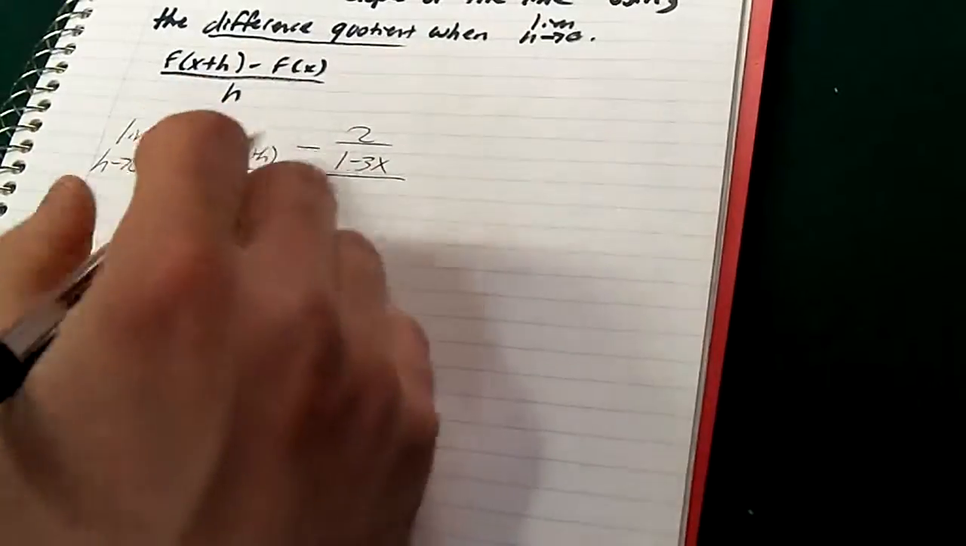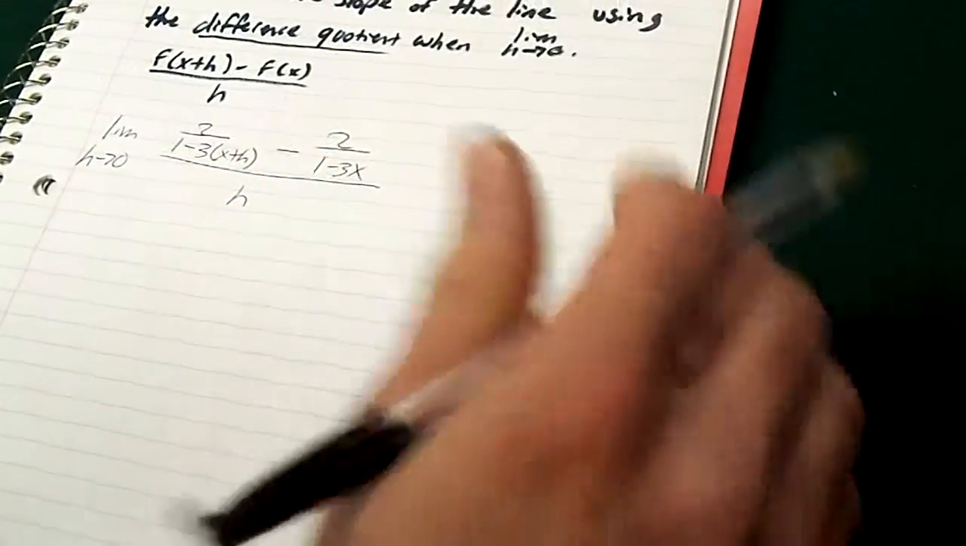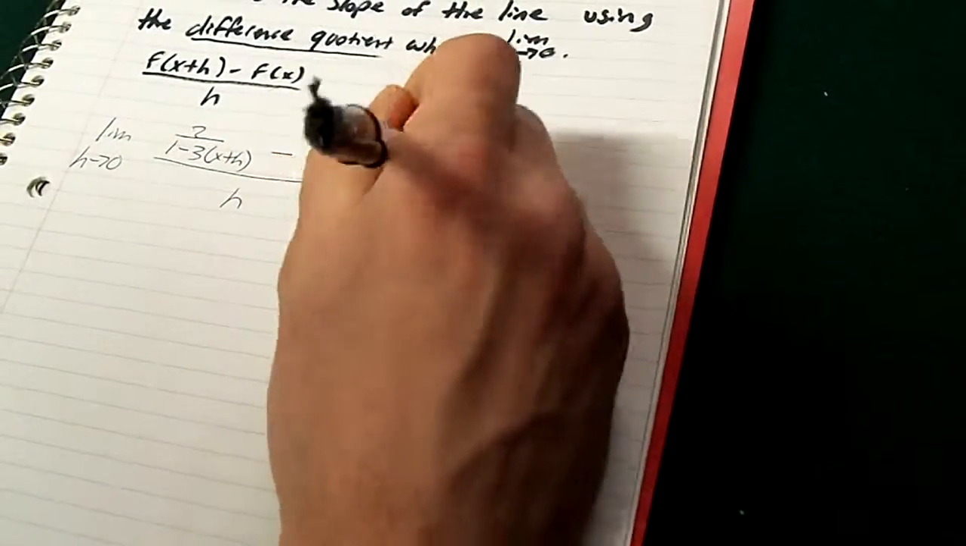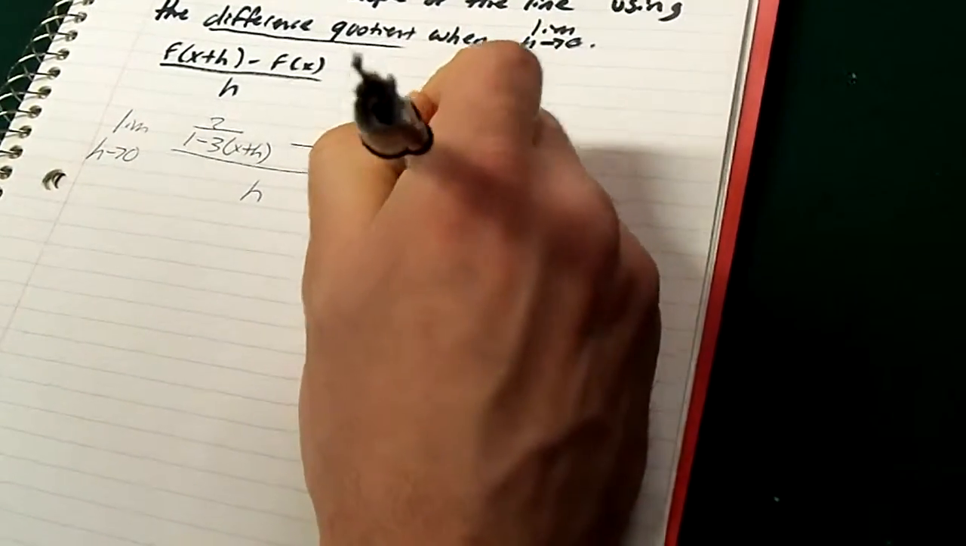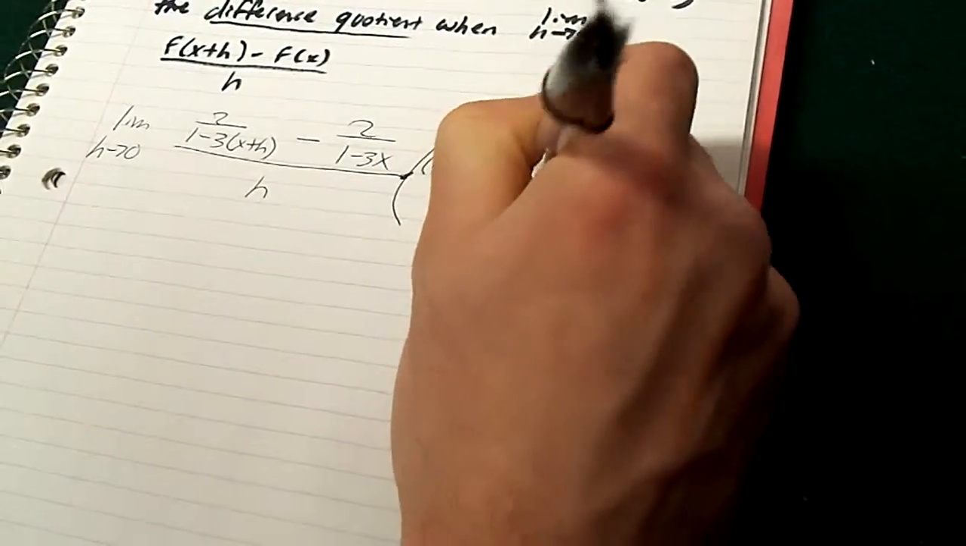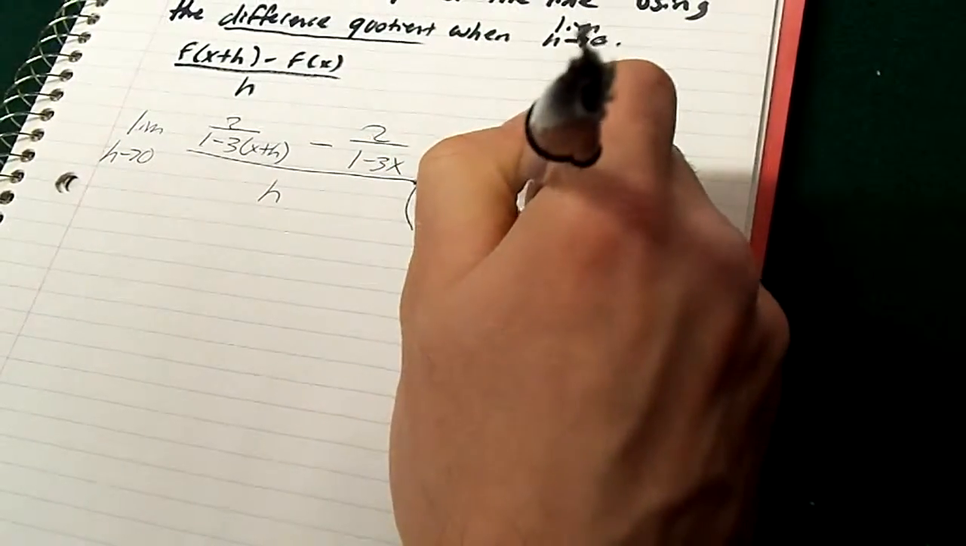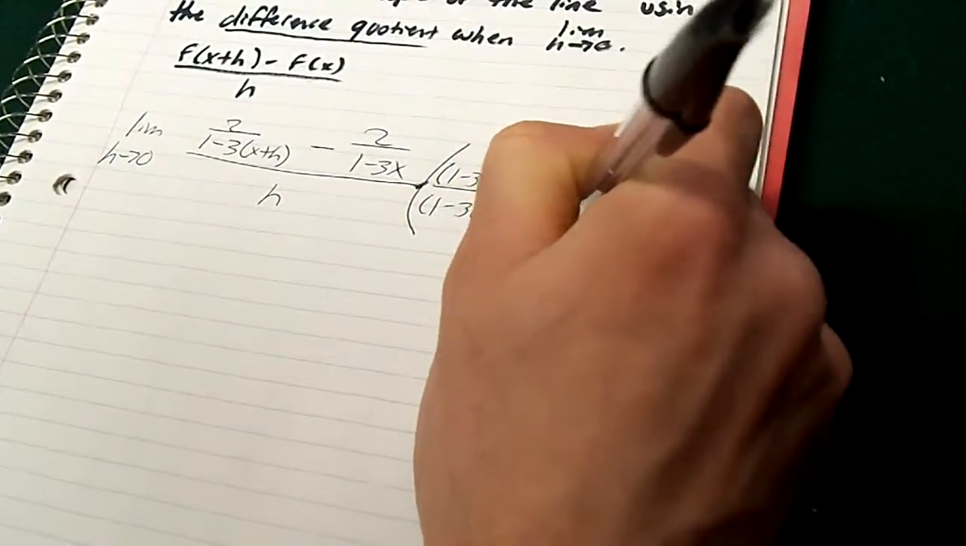Now to get rid of the denominators on the bottom, we have to multiply both top and bottom by these denominators. So that's what we're going to do. So we have 1 minus 3 x plus h times 1 minus 3x over 1 minus 3 x plus h times 1 minus 3x.